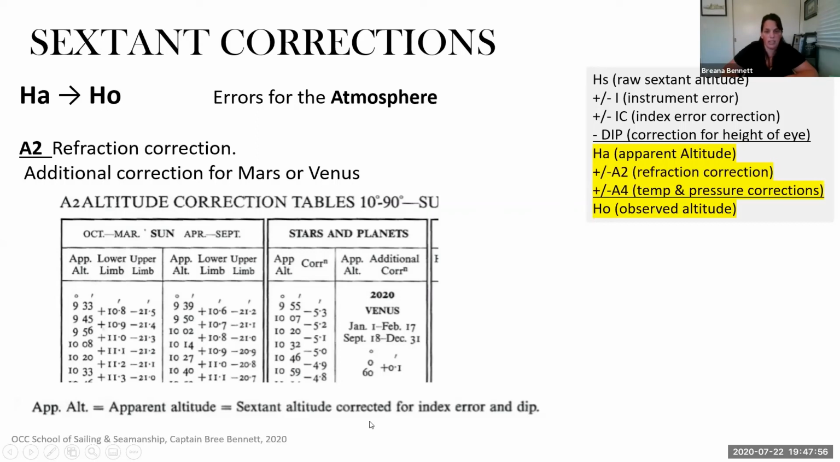But I like on the bottom here, it always says apparent altitude, because you go in with your apparent altitude, equals your sextant altitude corrections for index error and dip. And that's because instrument error is always 0. They didn't put that in there. So I'm not sure that answered the question.